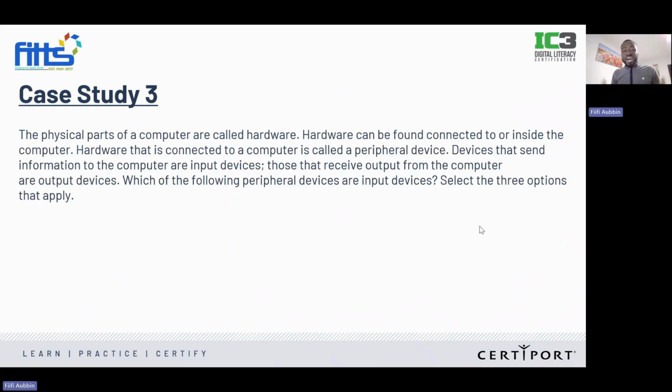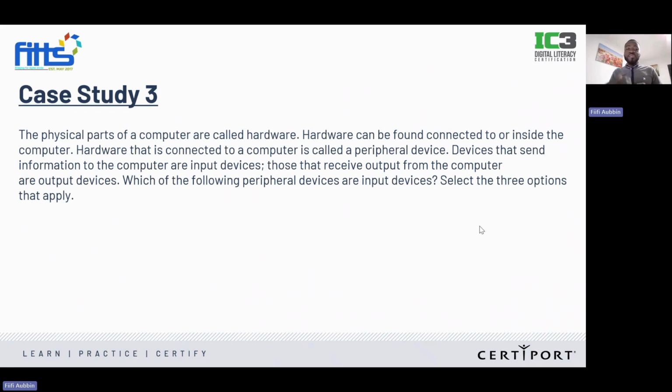So the physical parts of a computer are called hardware. So this is a case study. Hardware can be found connected to or inside the computer. So the ones you can see and touch is hardware. Got it. Hardware that is connected to a computer is called a peripheral device. So any device you connect to the computer is a peripheral device.